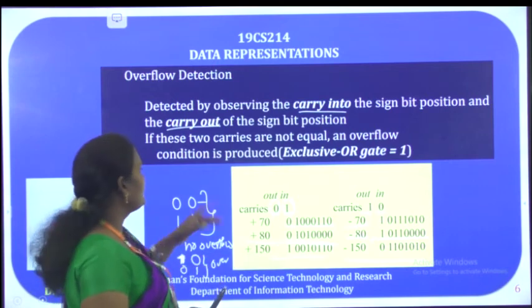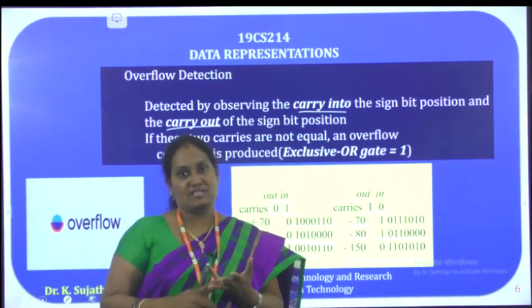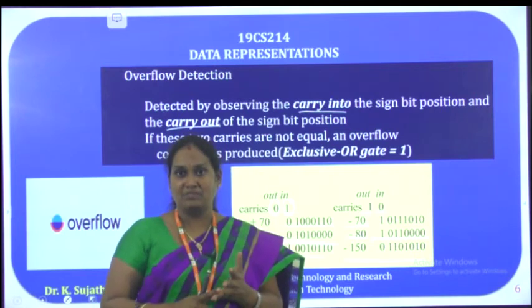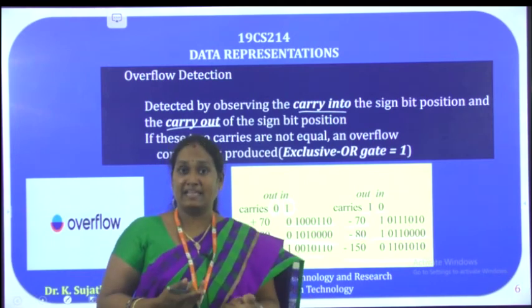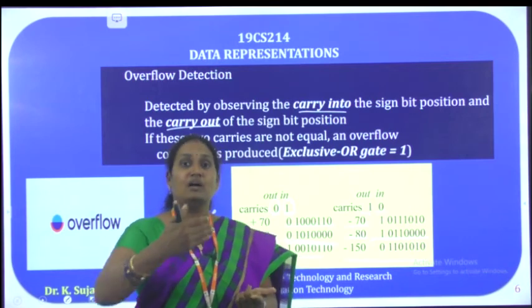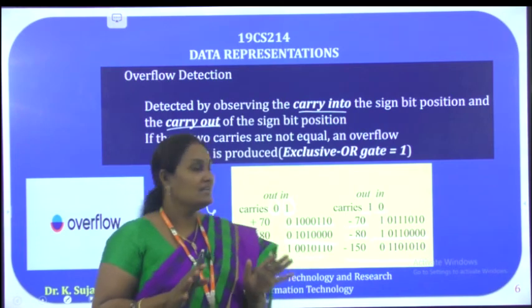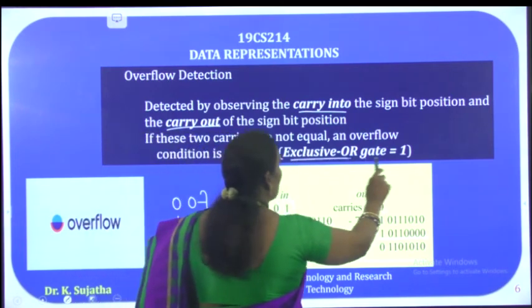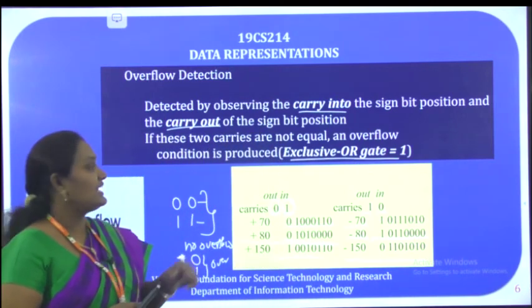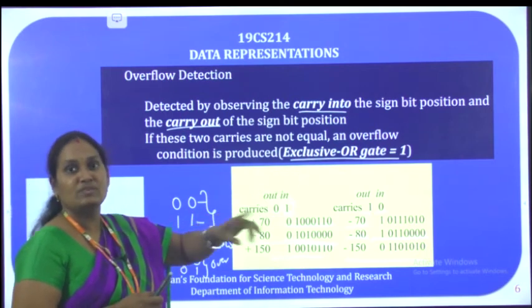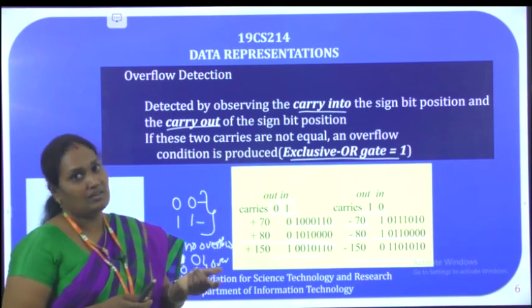So, here, how to detect overflow? Observe the carry into the sign bit position and the carry out of the sign bit position. If both the carries are equal, that is both are 0, 0 or 1, 1, there is no overflow. If the carries are different, that is 0, 1 or 1, 0, there is an occurrence of overflow. So how can we get this? Exclusive OR. If I pass those two carries to an exclusive OR gate and it returns 1, then we say that overflow occurred. If the exclusive OR gate returns 0, we say that overflow did not occur.